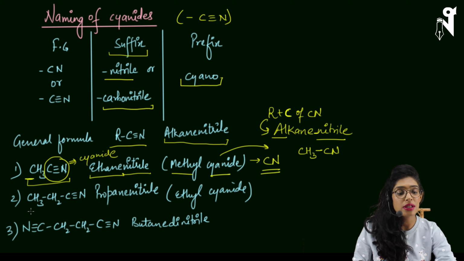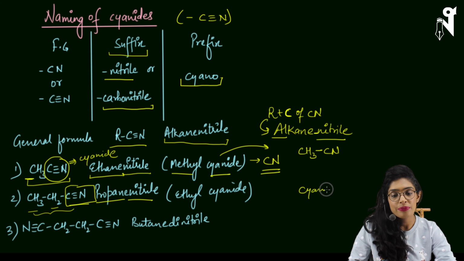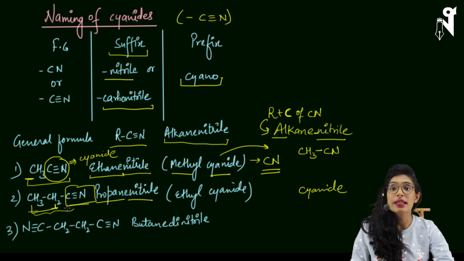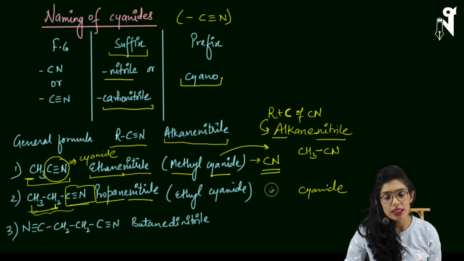The next compound we have is CH3CH2C triple bond N. Again, the total number of carbons is 3, so the alkane will be propane, followed by the suffix nitrile. If I have to write the common name, again I will not look at the carbon of C triple bond N. C triple bond N will be represented by cyanide, and the remaining chain will be the alkyl group. Here we have 2 carbons, so we will write it as ethyl. So it will be ethyl cyanide.